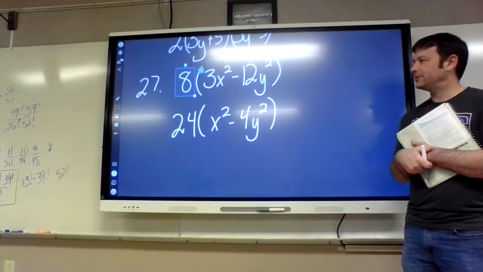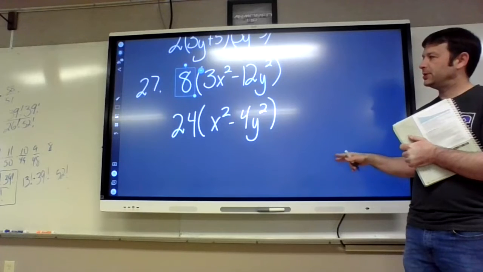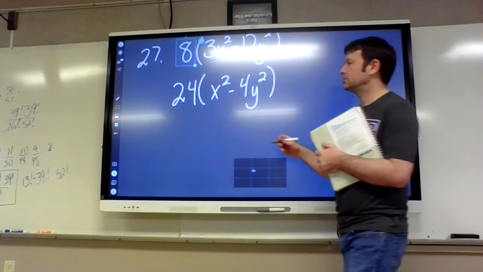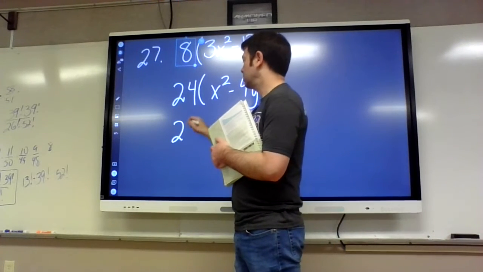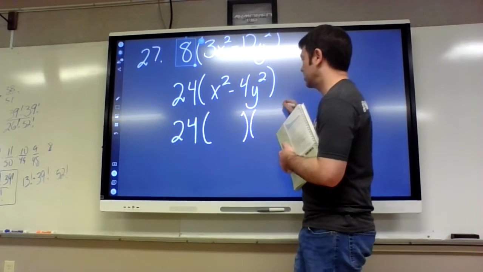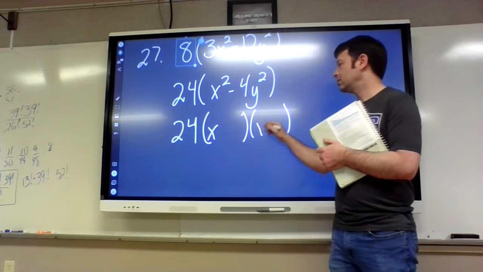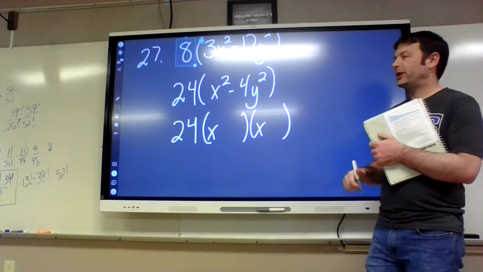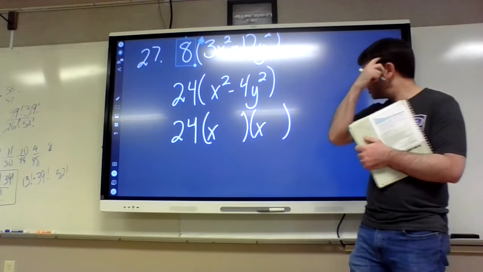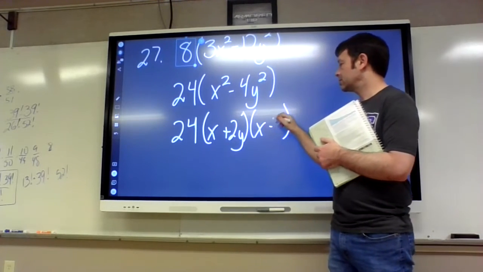Anything else we can take out? No. Can I do anything to the parentheses? Yeah. It's a square minus a square. So what's going to go in front? What's going to go back? Plus 2y minus 2y.